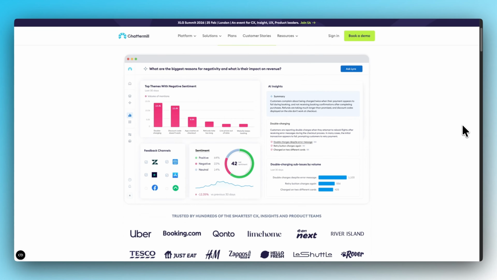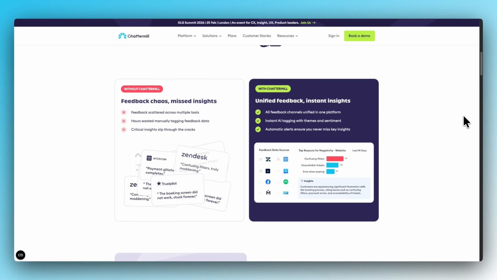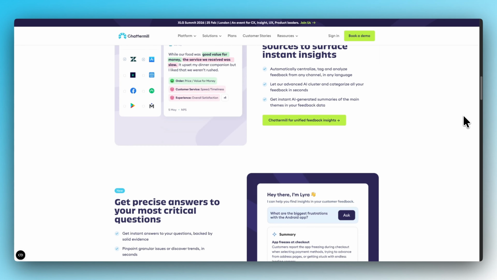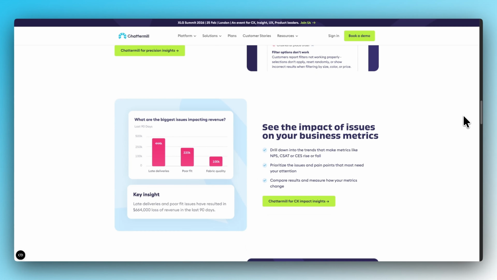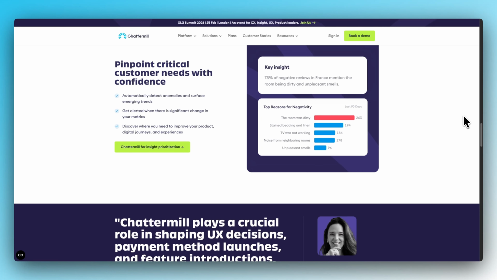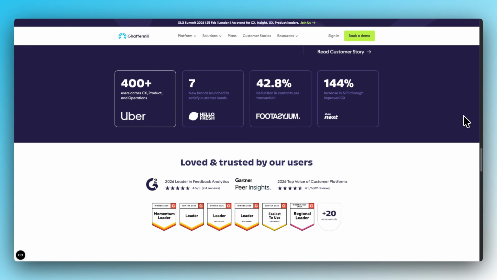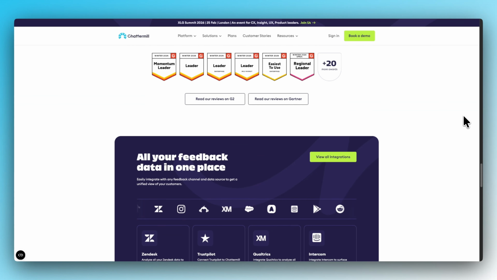Chattermill is built for teams that want to understand customer feedback at scale, especially across multiple channels and large data sets. Its core strength lies in AI-driven insight discovery. Chattermill ingests customer feedback from a wide range of sources, including surveys, support systems, reviews, and conversations, and uses AI to analyze open text feedback for themes and sentiment.